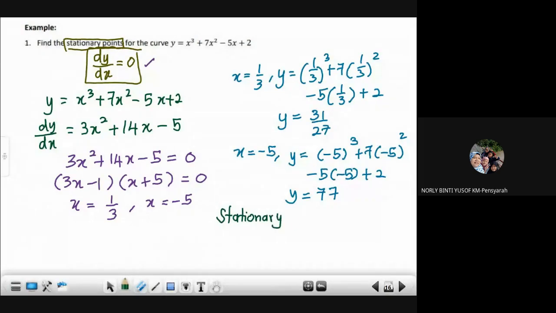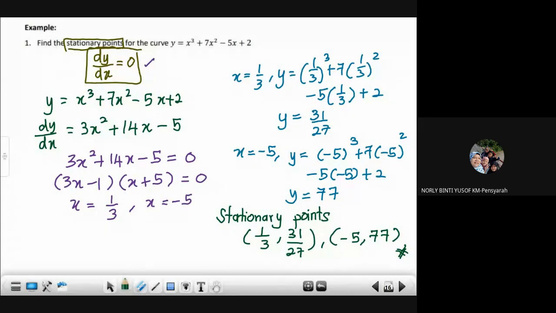Ni madam tulis je lah stationary point. Kalau tak rajin, tulis point pun boleh. Tapi tulis je lah stationary point dalam assignment. Ataupun tutur nak tulis point pun boleh sebab dah tahu that is your stationary point kan. Okay, and then lagi satu, negative 5, 77. So that's your stationary point.